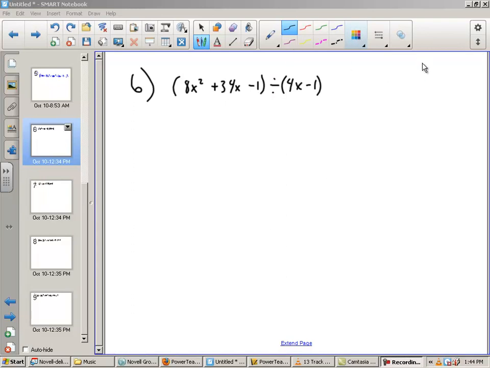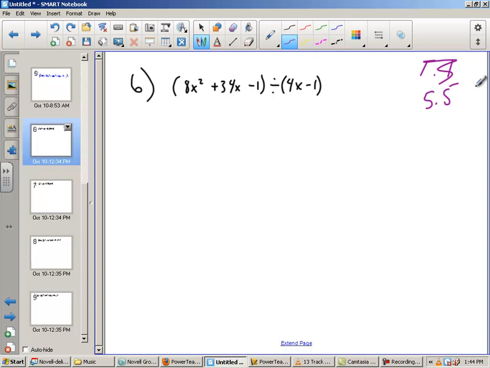Okay, so these are the notes for 5.5. Let's see if the computer will catch up to me. That's weird. Okay, 5.5. There we go.